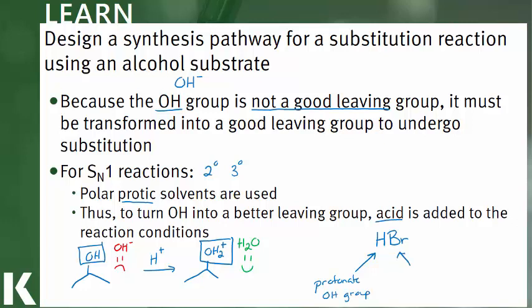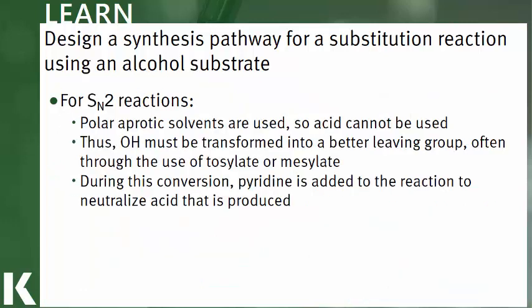and then the halogen, remember this would be H plus Br minus when it dissociates in solution, would serve as the nucleophile for the substitution reaction. Now, if I instead am starting with either a methyl or a primary substrate, we'll use an Sn2 pathway. Since Sn2 reactions require polar aprotic solvents, we cannot use acid. So instead, we have to transform that OH group into a better leaving group through the use of tosylate and mesylate. And let's take a look at how that works.